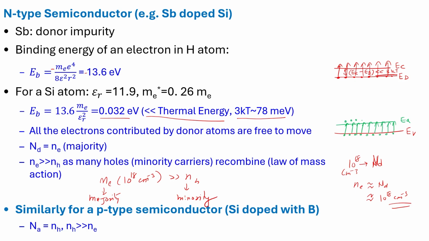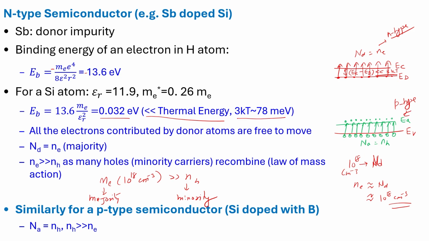So this will create electron here, and these will leave hole in the valence band. So, which means here, in this case you can write Na is equal to Nh, in the previous case you can write Nd is equal to Ne. So, this is for p type and this is for n type, all right.